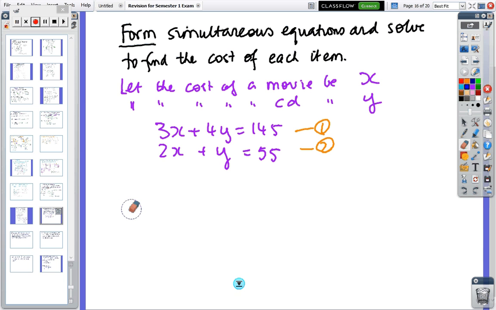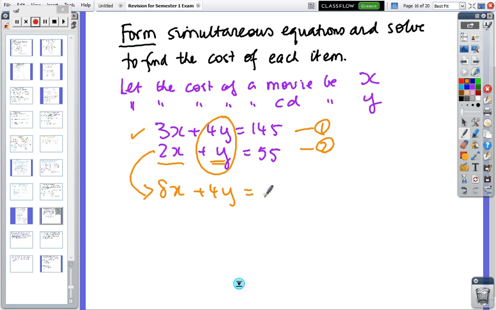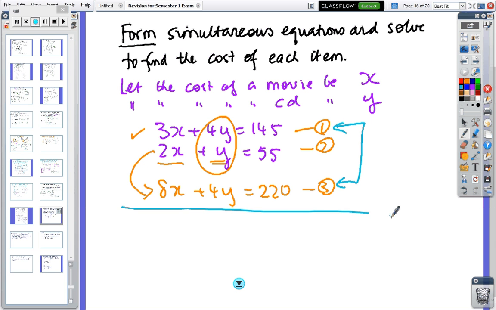Okay, so I'm going to eliminate y because otherwise I'd have to get up to 6x. So first equation's okay. Second equation, I need to have a 4, so I'm going to multiply everything by 4. So 4 2s are 8x plus 4y. 4 50s are 200, so it's 220. So that's equation 3.